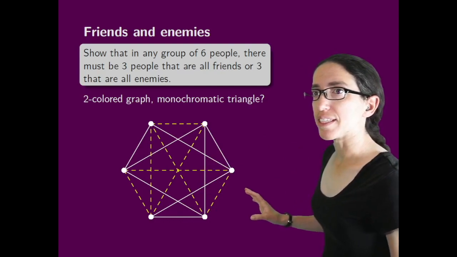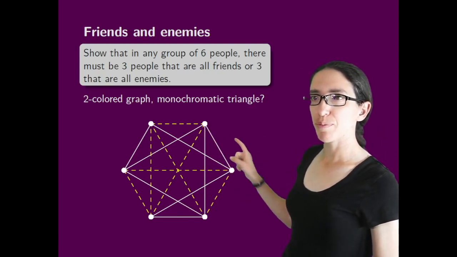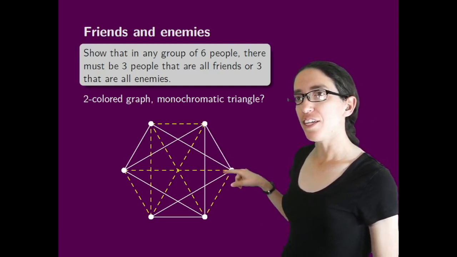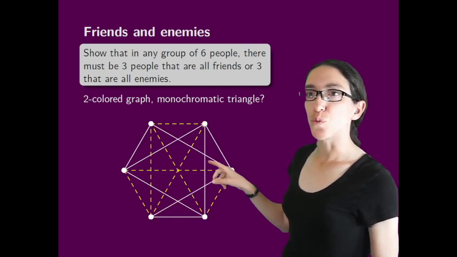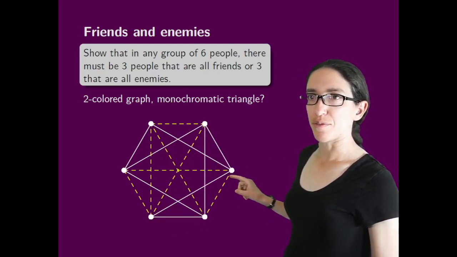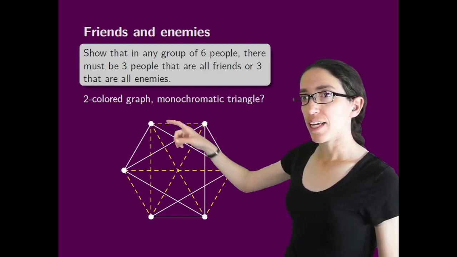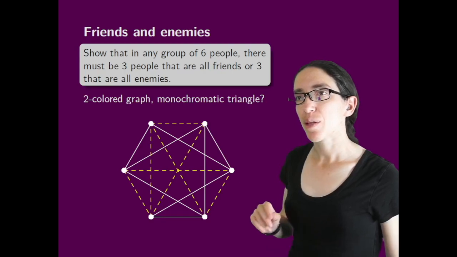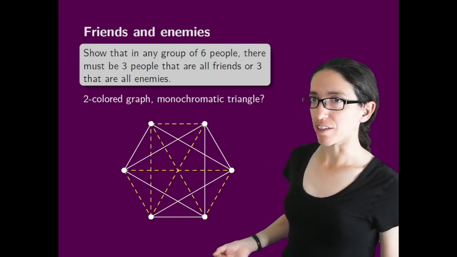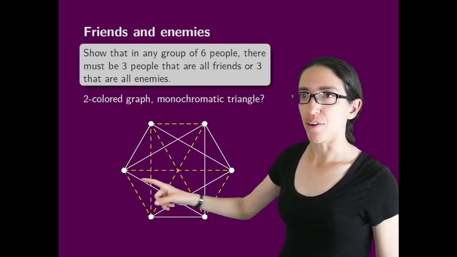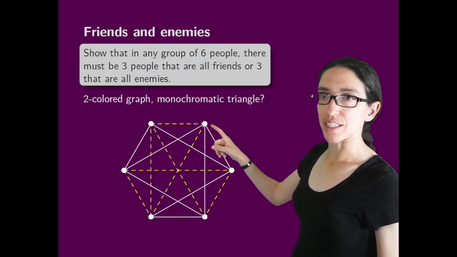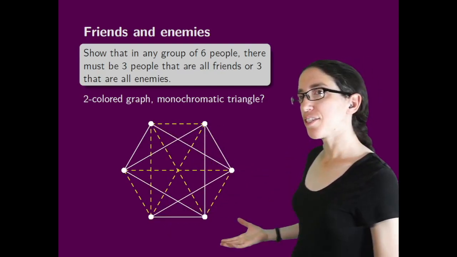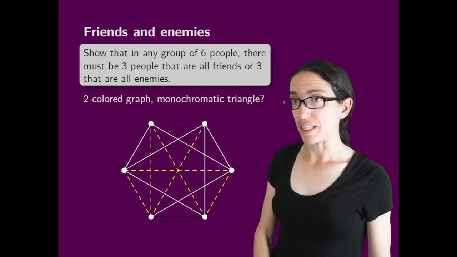The way we can model this is as a 2-colored graph. So you have 6 people here drawn as vertices of a graph, and we color the edges of K6 either white or dashed yellow. If they're white, that means they're friends. If it's dashed yellow, that means those 2 people are enemies. So in this 2-colored graph, can we find a monochromatic triangle, meaning 3 people that are all either mutually friends, like this triangle, or are all mutual enemies, like this triangle? In this case, there's both. It turns out there always has to be at least one of them.